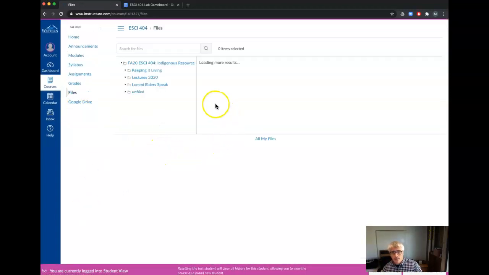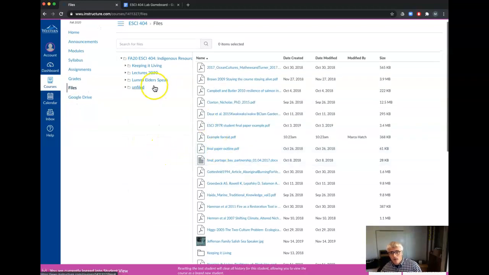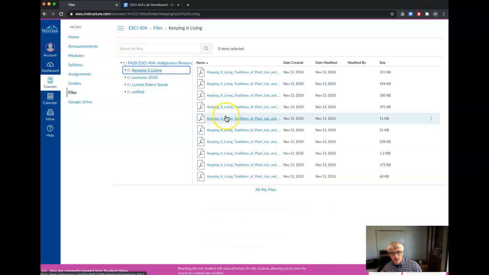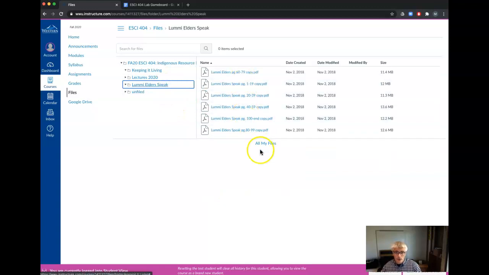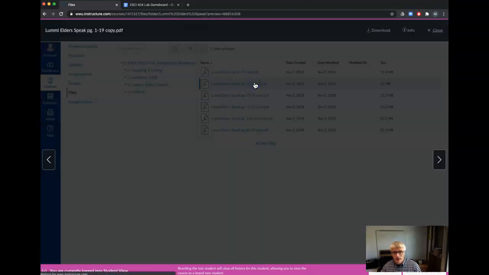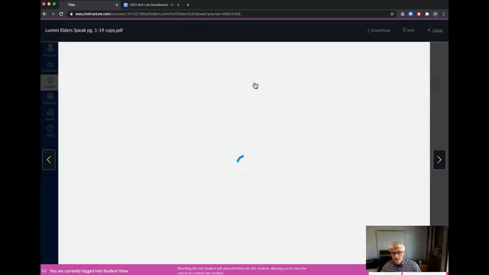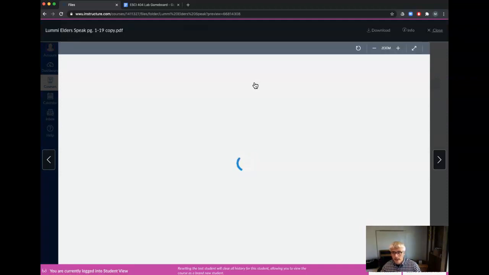Files has most of our reading material. There's also Keeping It Living, which is that Dewar and Turner edited book. These are all the chapters here. The file names are really long, so they don't all show up here. When Let Me Elder Speak is a really cool, hard-to-find book that I had scanned the other year.